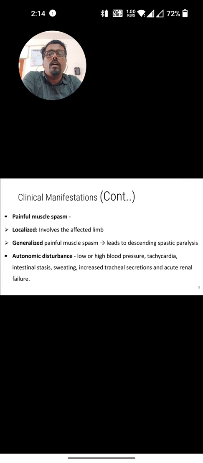Coming to the second stage, this is continued. Painful muscle spasm will be there, which is sometimes localized, involving the affected limb, or sometimes generalized. That is, muscle spasm can lead to descending spastic paralysis. There will sometimes be autonomic disturbances such as low or high blood pressure, tachycardia, intestinal stasis, sweating, increased tracheal secretion, and acute renal failure.